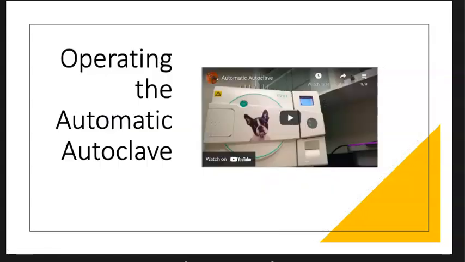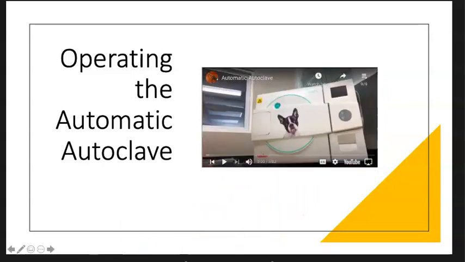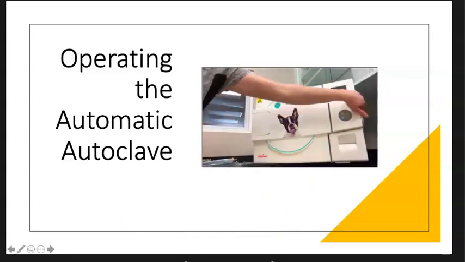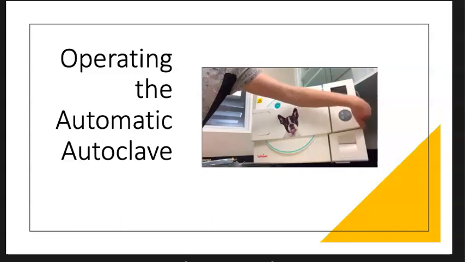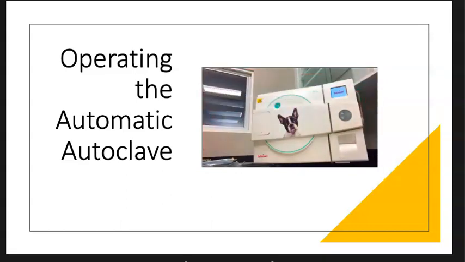The Animal Health Center has recently purchased a new automatic autoclave. It is digital, but a little bit more tricky to operate. Hi everyone, we're going to talk about the automatic autoclave now. So when you first come in, you need to plug in your automatic autoclave and then turn it on. The switch is right on the side. It takes a little bit of time to warm up.